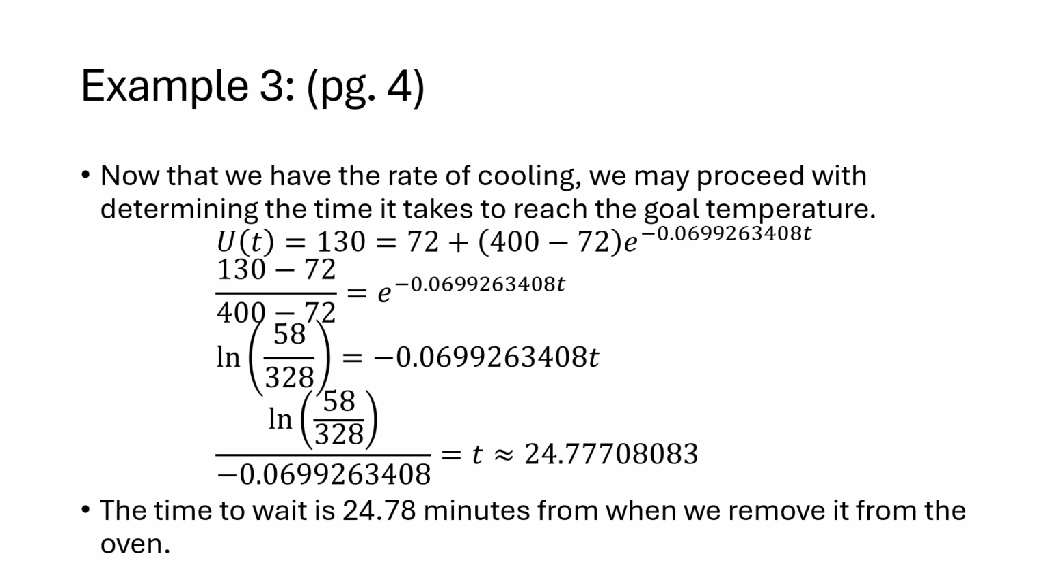Now that we know the rate of cooling, we can proceed with determining the time it takes to reach the goal temperature. So we put that 0.0699263408 back in for k. We try to keep it as accurate as possible. The goal temperature was 130 degrees. So I isolate the exponential, remove the exponential with logarithms, and then divide both sides by that k value. So I have the natural log of 58 divided by 328, and then I divide that by negative 0.0699263408. And that's going to give me the time.